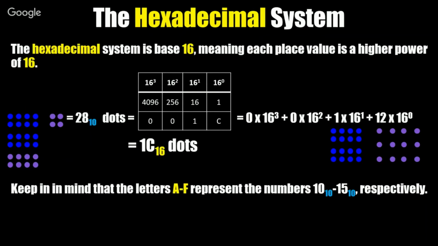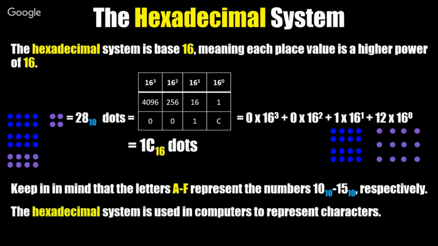Going back to the table and the expansion on the right, you can see that 28 is made up of 1 16 and C, or 12 ones. 16 plus 12 equals 28. 16 plus C equals 28.